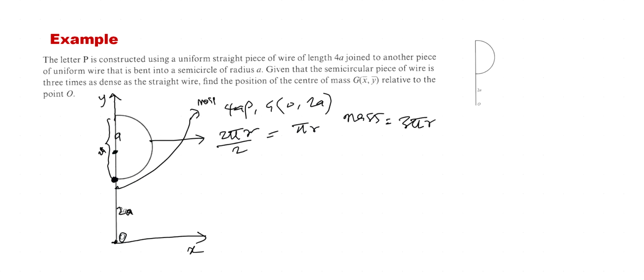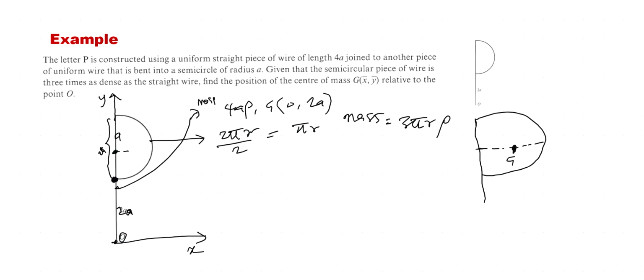Now we need to find our center of mass. The center of mass will be somewhere on this line, which is the line of symmetry. Let me draw the shape here, something like this. So the center of mass is somewhere along this line of symmetry. Let's just put it somewhere here, G.